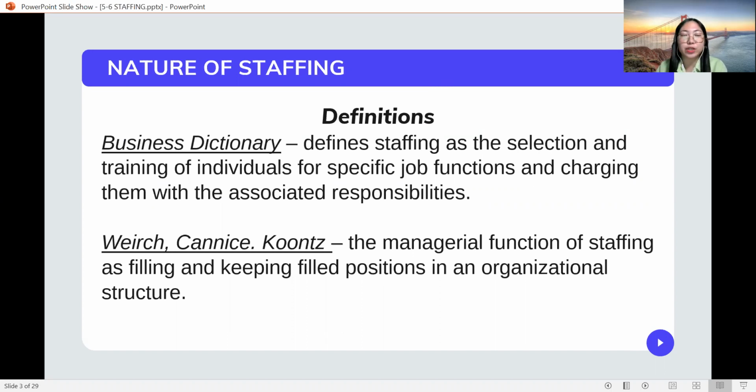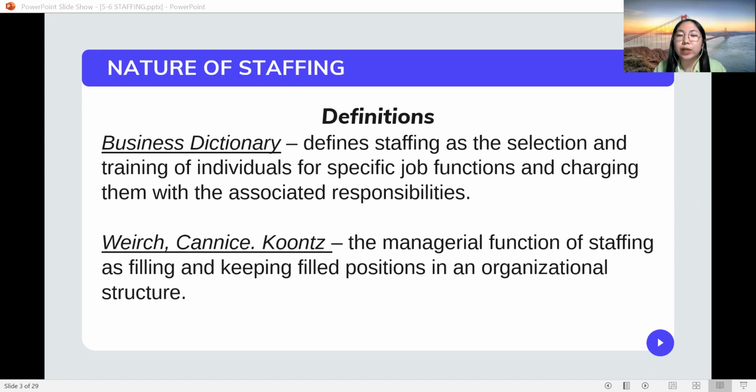According to the Business Dictionary, they define staffing as the selection and training of individuals for specific job functions and charging them with associated responsibilities. And also according to Weihrich, Cannice, and Koontz, the managerial function of staffing is filling and keeping filled positions in an organizational structure. With that, we should also know the simple meaning of what staffing is.